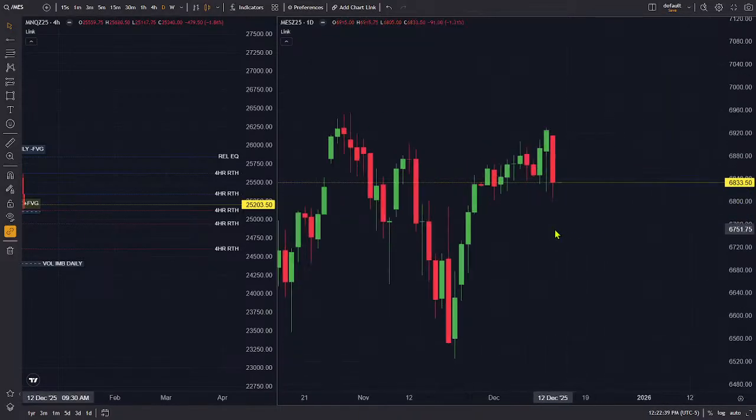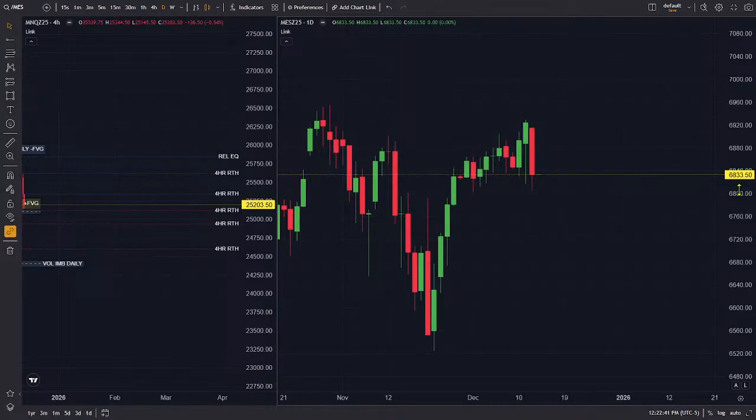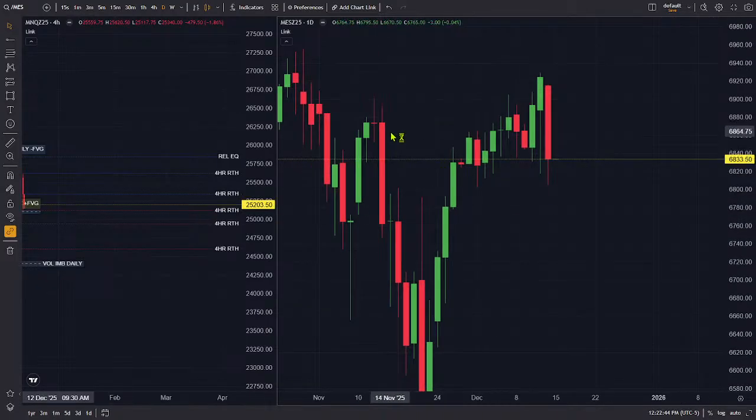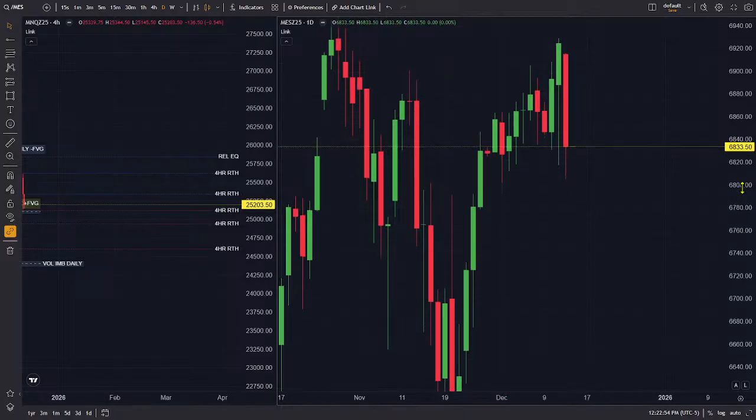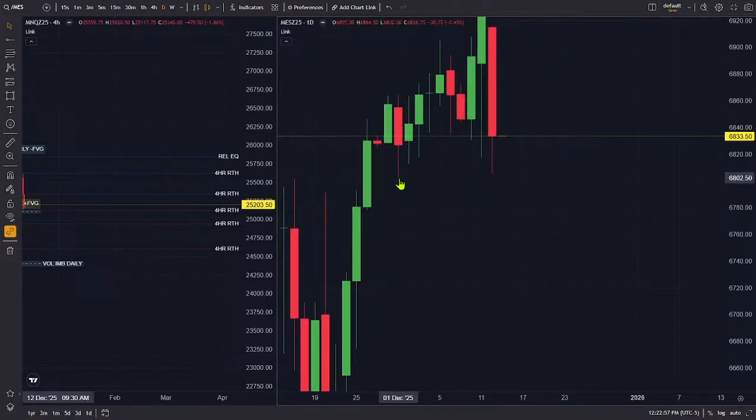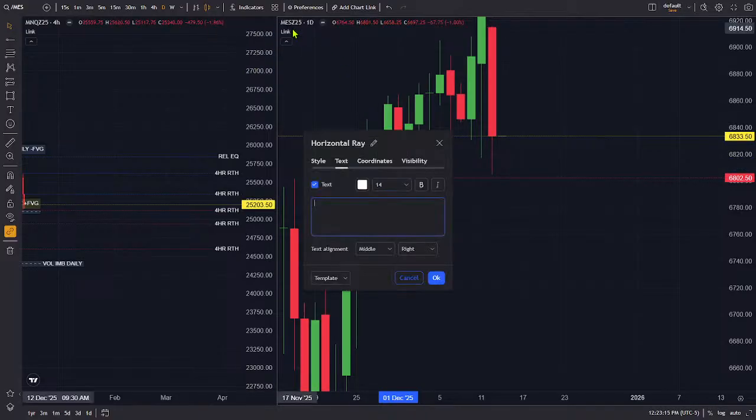All right, so let's mark out a few things here. Very interesting. We filled this volume imbalance on the daily when we went up here. We filled it and then pulled away and left some lows. That's saying we gotta at least sweep this low. So let's mark it. That's a daily low. Wonder if it corresponds with a 4 hour. No. We'll just put it as a daily.